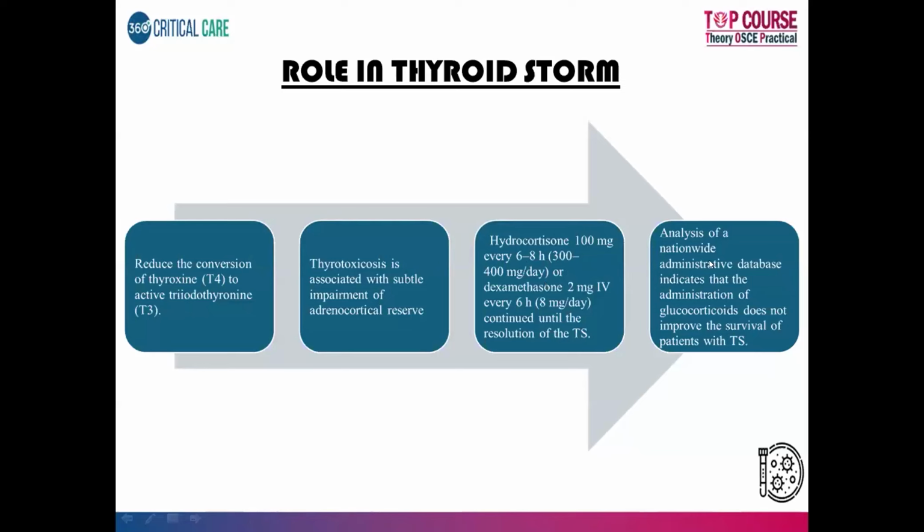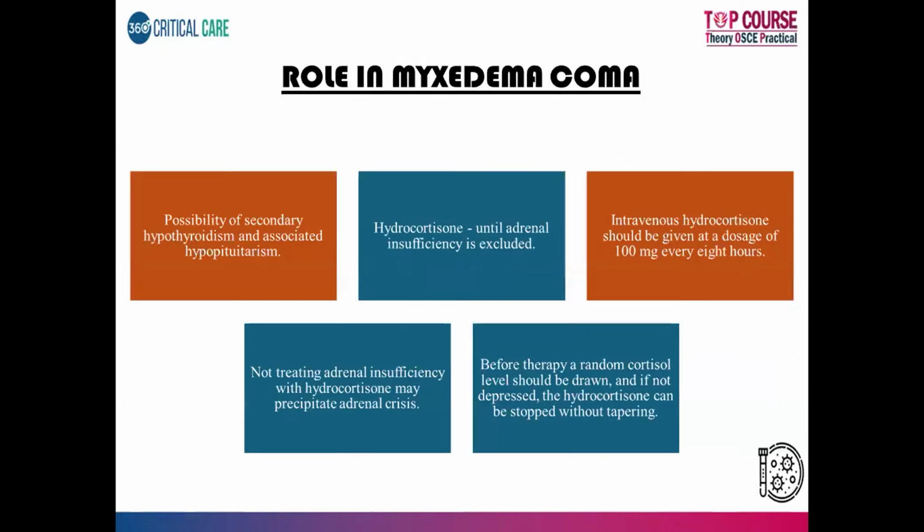An analysis of a nationwide administrative database indicates that administration of the steroids does not improve the survival of patients with thyroid storm. Basically, it only reduces the conversion of T4 to T3.